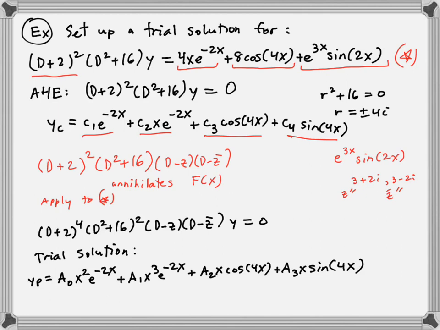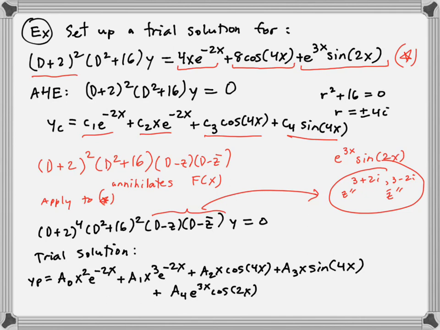And now I've got to take care of my d minus z and d minus z bar. Again, I didn't bother actually writing those down because we already know what the roots are. They're right here, right? So those guys have those as my roots. So I can already write down what those answers are going to be. It's going to be plus a4 e to the 3x cosine of 2x plus a5 e to the 3x sine of 2x. And there you have it.